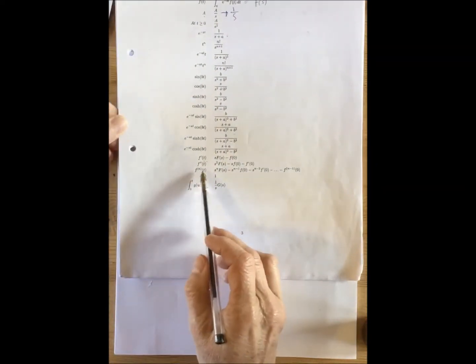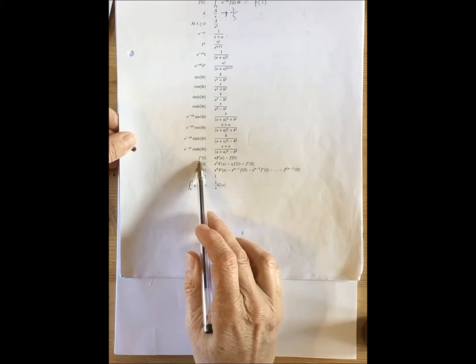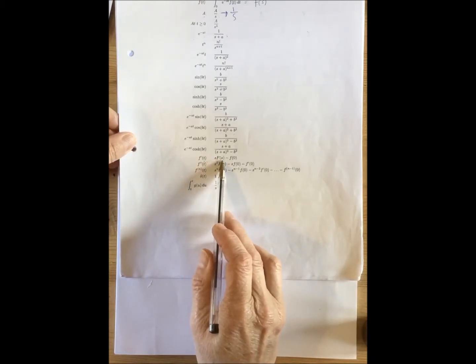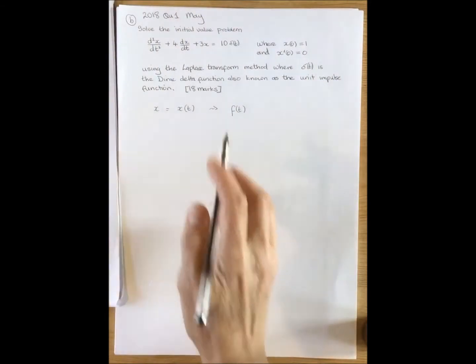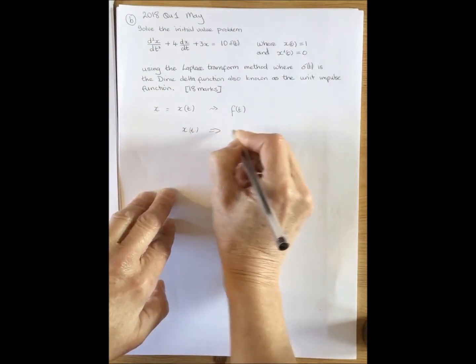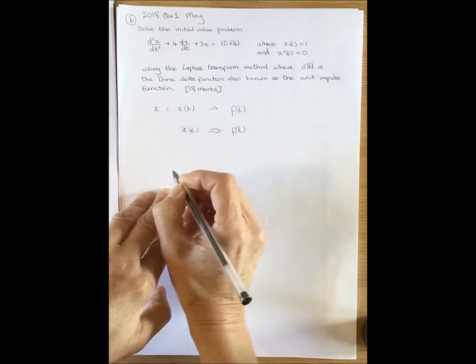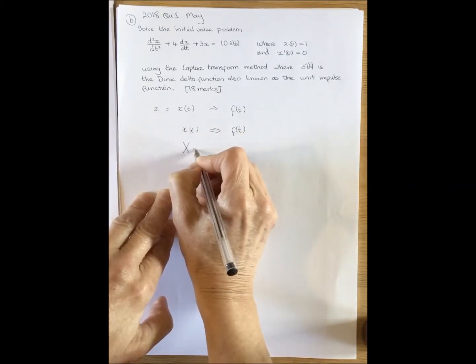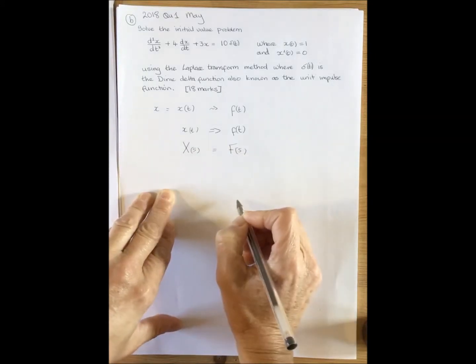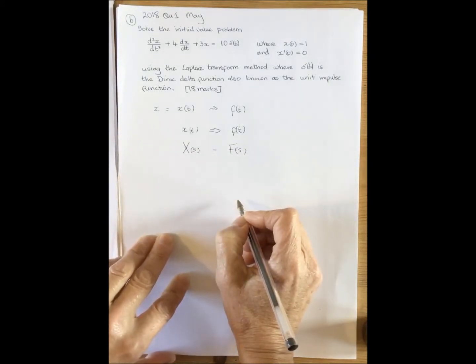And all these equations in the Laplace transform tables are given in terms of little f of t and capital F of s. So if we have a little x of t, that corresponds to f of t in the tables, and the capital X of s corresponds to the capital F of s in the tables. Okay, that's one thing you need to know.